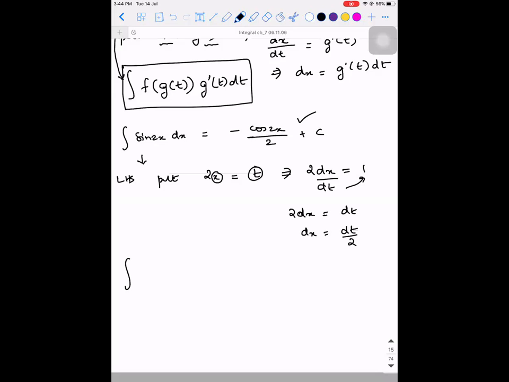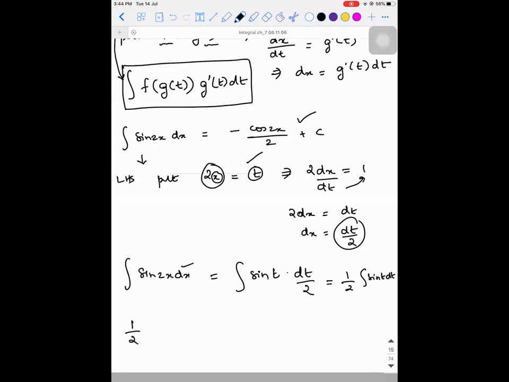So what will the question get transformed to? Integral of sine 2x dx can be written as integral of sine of, in the place of 2x, I can write it as t. In the place of dx, I can write it as dt by 2. So half into integral of sine t dt. So what is integral of sine? Minus cos t plus c. But what is t? 2x. Cos 2x. So that is why you are getting a 2 in the denominator.